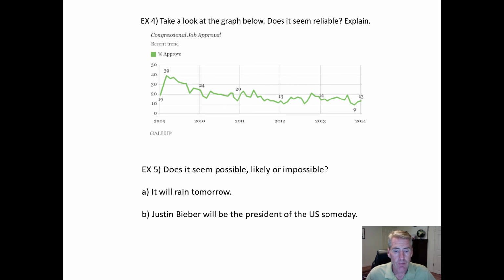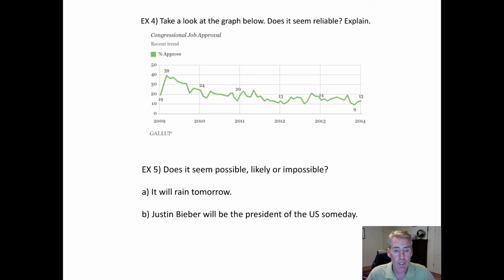Do the following seem like it's possible, likely, or is it impossible? So, it will rain tomorrow. Yeah, it's possible. Here around Salinas, it doesn't rain that much, but it's possible that it could rain. Later in about chapter 4, 5, and 6, we will actually have formulas to calculate probabilities. But at this point, it's more of an opinion. What do you think? Think critically.